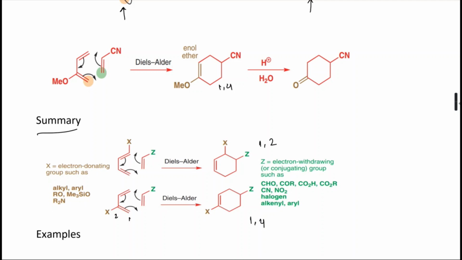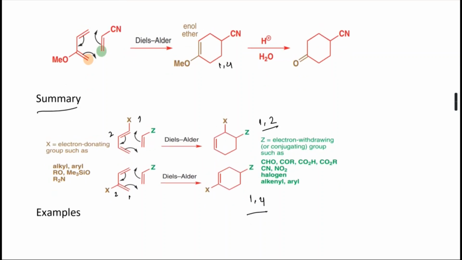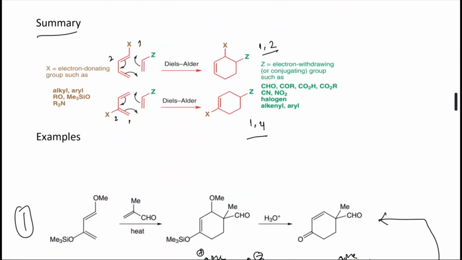So when the group is at the 2 position, the 1,4 product will be the major product. When it is at the 1 position, then the 1,2 product will be the major product, but the 1,3 product will not be formed here. We will come to some examples of Danishefsky's.